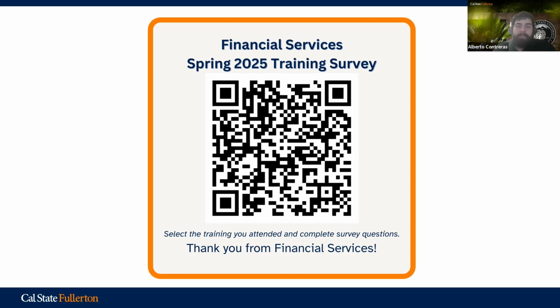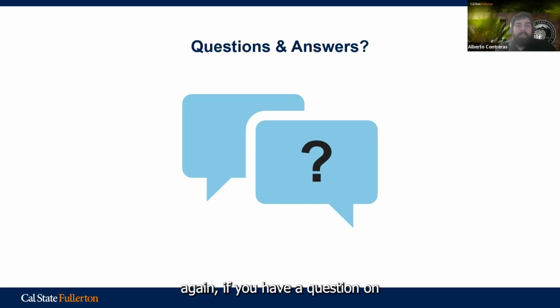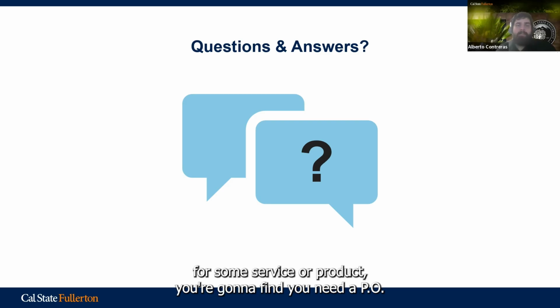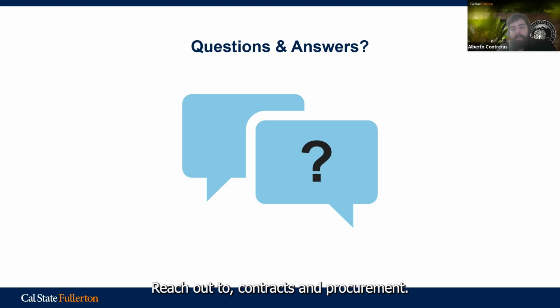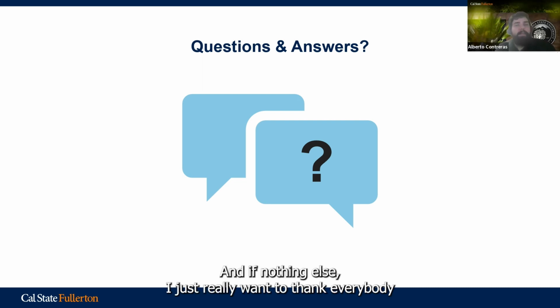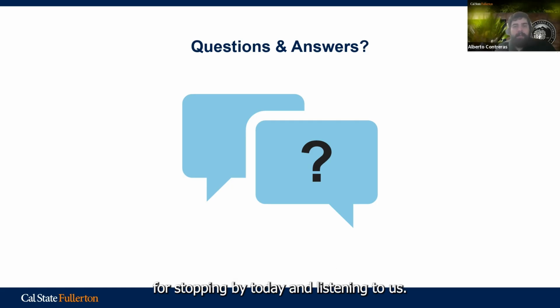Well, again, if you have some service or product you're going to buy and you need a PO, reach out to contracts and procurement. Their email, I will put it in the chat just in case anybody needs it. You can reach out here for any PO related questions. For AP, it's ap@fullerton.edu.